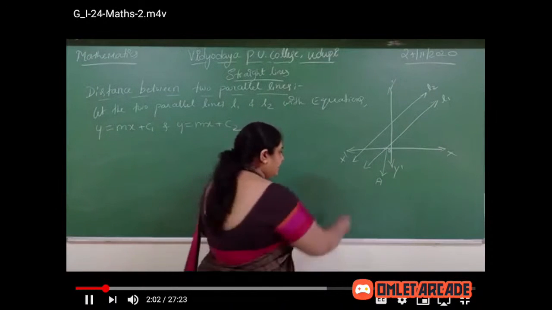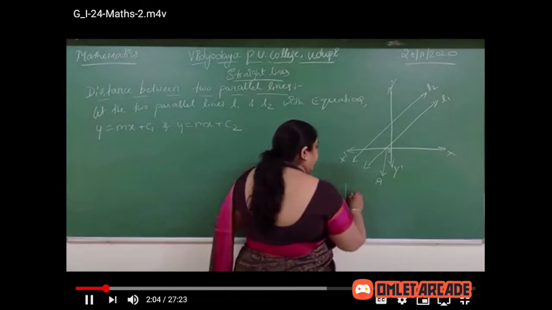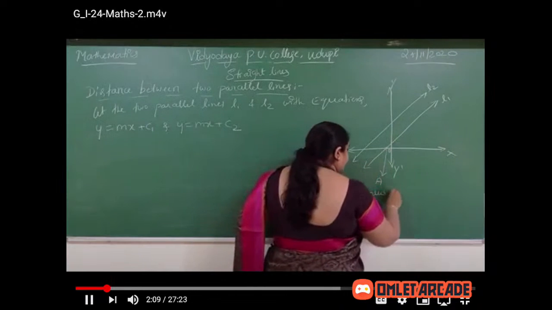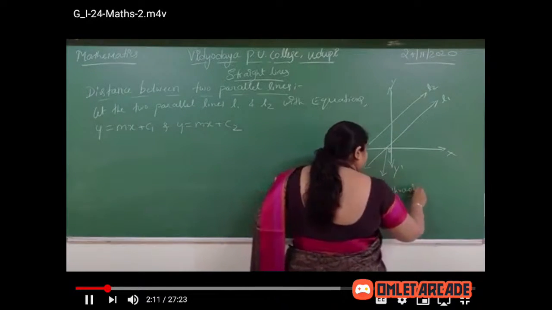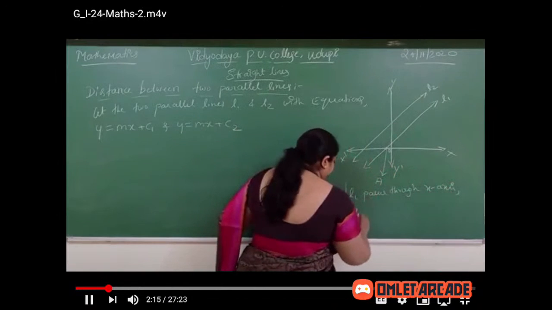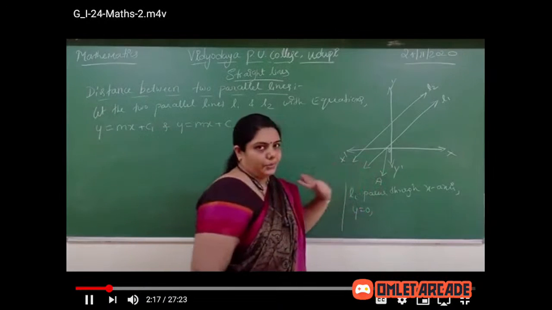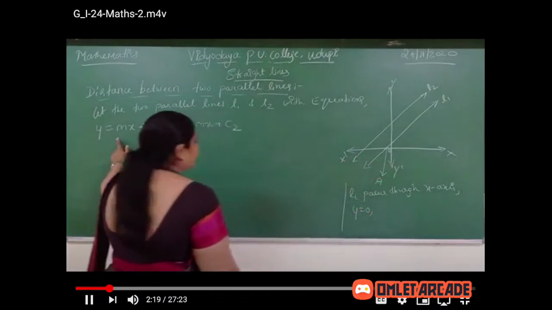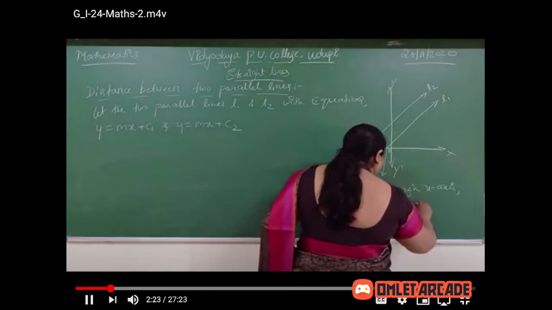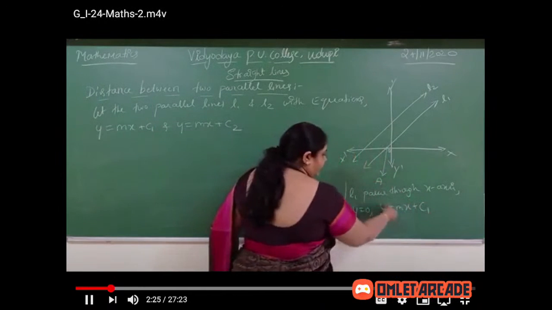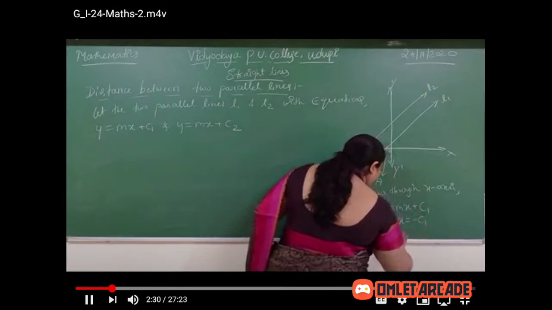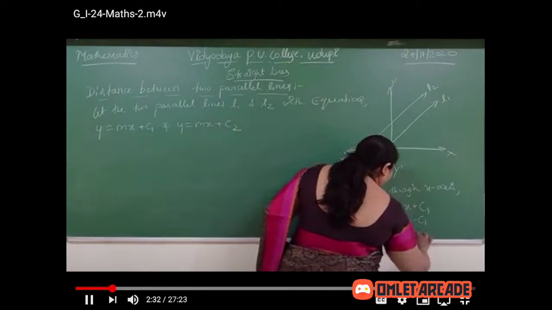See what happens. Let me write it here. When the line L1 passes through the x-axis, of course here y will be 0, isn't it? Here y will be 0. What is the equation you have taken for L1? See, y is equal to mx plus c1. If y is equal to 0, it happens mx is equal to minus c1. So x will be minus c1 by m.